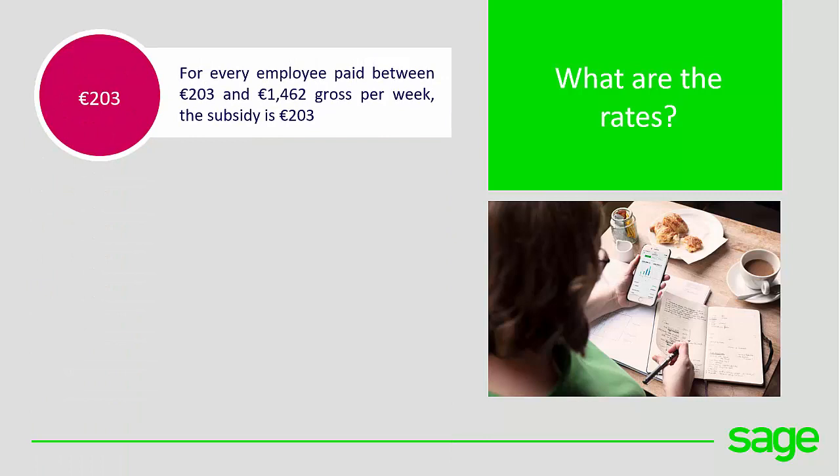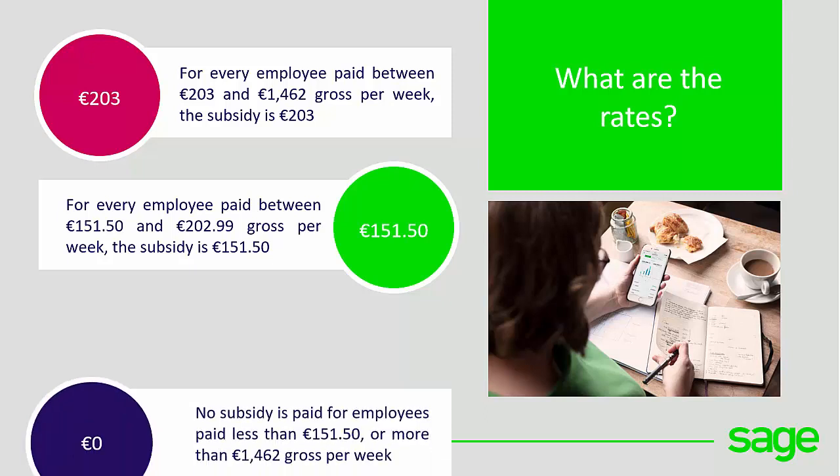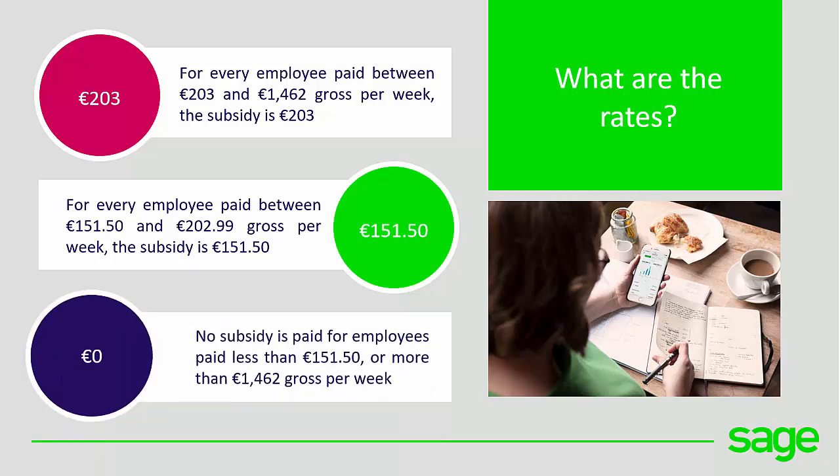The rates: for every employee paid between €203 and €1,462 gross per week, the subsidy is €203. For every employee paid between €151.50 and €202.99 gross per week, the subsidy is €151.50. And no subsidy is paid for employees paid less than €151.50 or more than €1,462 gross per week.